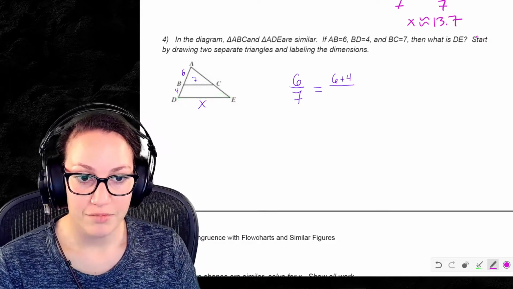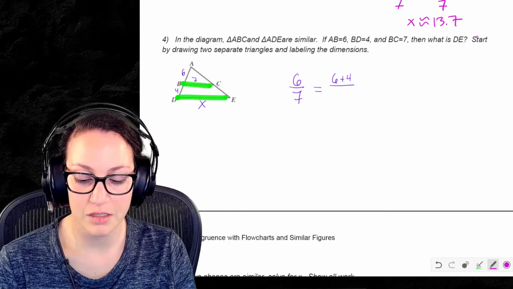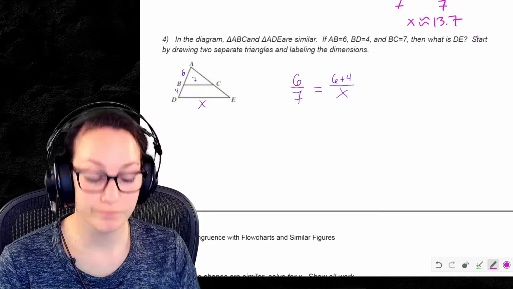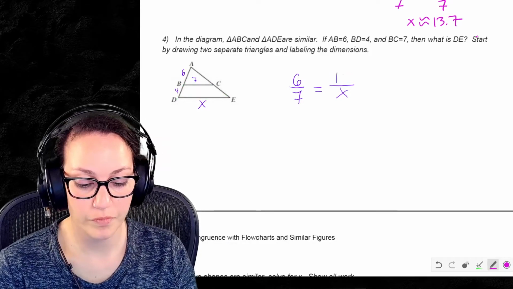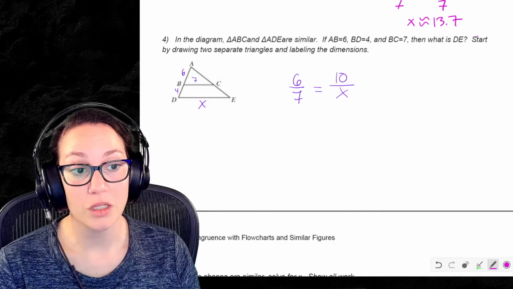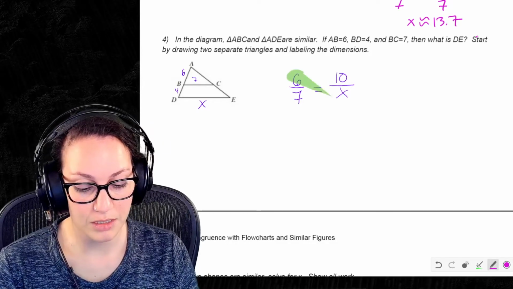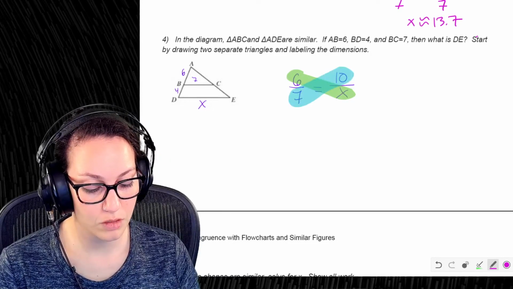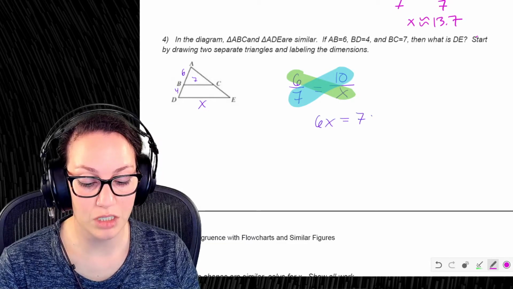So then our unknown, right, our base is x. So we'll just plop an x in there. Okay. So now I'm going to make this 6 plus 4 equal a 10. And who'd have thunk? We're going to cross multiply. So we've got 6 times x, and we've got 7 times 10. So we get 6x equals 70.